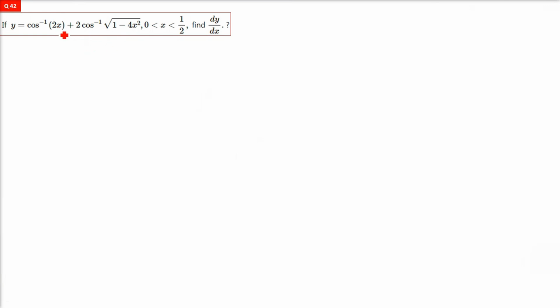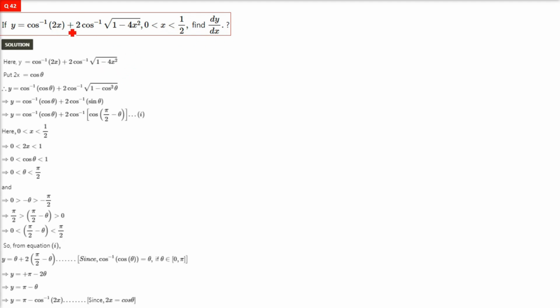Y is equal to cos inverse 2x plus twice of cos inverse under root 1 minus 4x square, where x is between 0 and half. This is dy by dx, you have to find out. So first we'll try to solve everything. We'll come up with a solution, and then I'll tell you whether we are correct or not, because the range is given: x has to be between 0 and half.